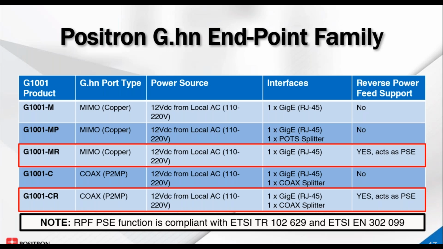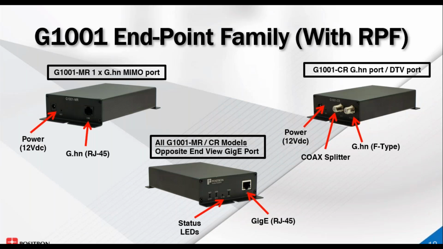Now we have the G1001 MR and CR. We'll show you a quick picture there, so let's focus on them. The MR, so MIMO and reverse power feed. All you need is a wall adapter. It's an AC/DC device that brings 12 volts to the MR. It injects the power over the 1 or 2 pairs towards the GAM, and in the back you have the gigabit port.